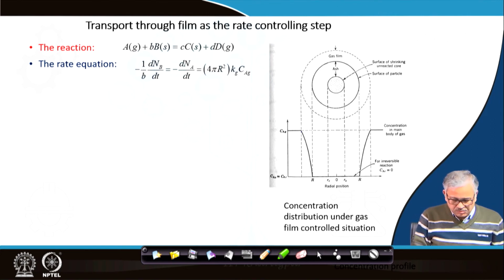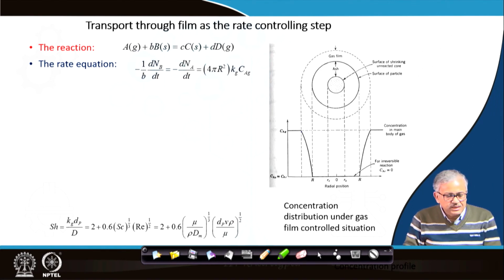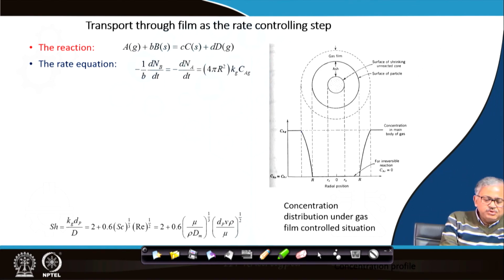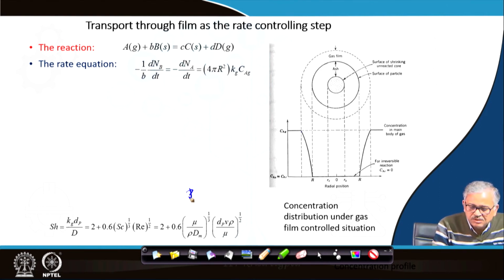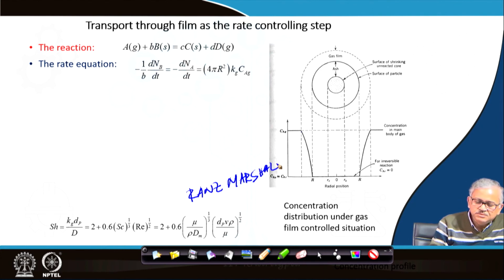So this is the way you can calculate the mass transfer coefficient from a dimensionless correlation. It is a very well known dimensionless correlation called the Ranz-Marshall correlation. The Ranz-Marshall correlation is basically for a spherical particle, that is, for mass transfer across the film over a spherical particle. So, that is given by the Ranz-Marshall correlation.